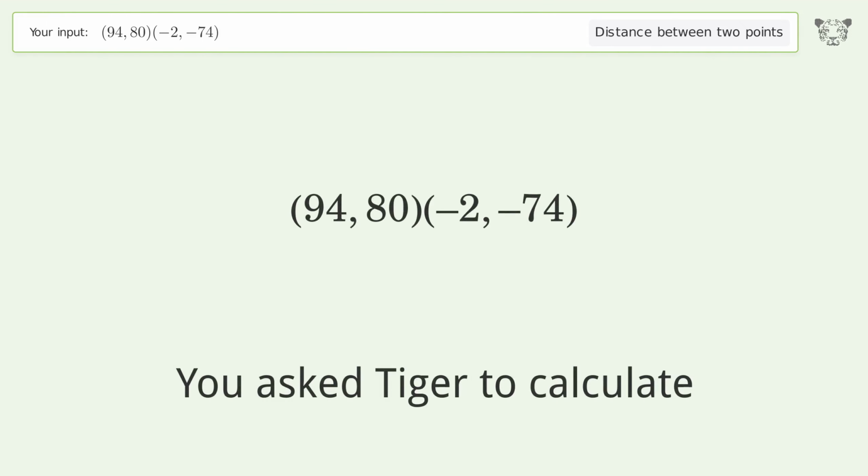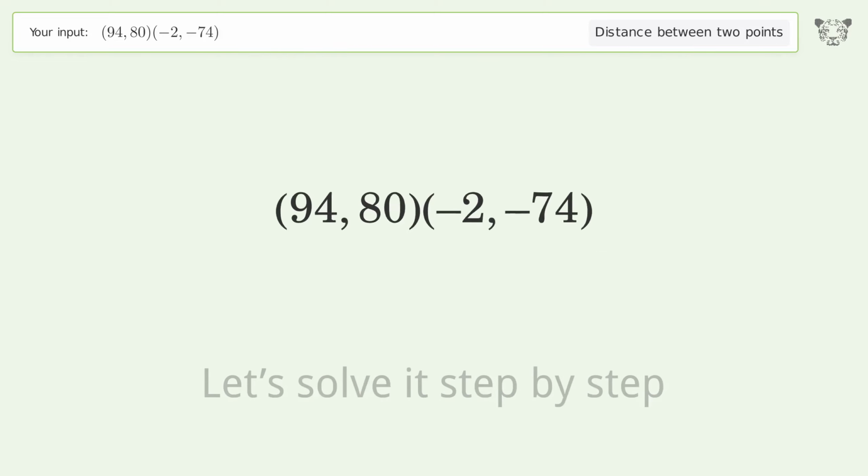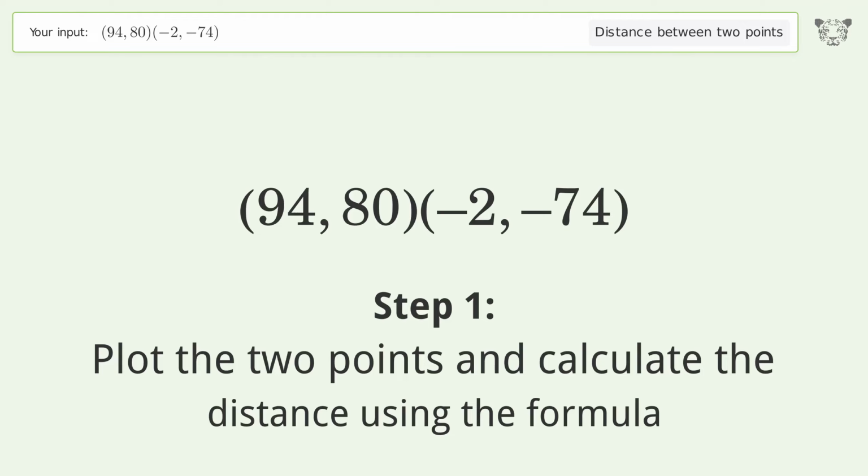You ask Tiger to calculate. This deals with the distance between 2 points. The distance between the 2 points is the square root of 32,932 or 181.472. Let's solve it step by step. Plot the 2 points and calculate the distance using the formula.